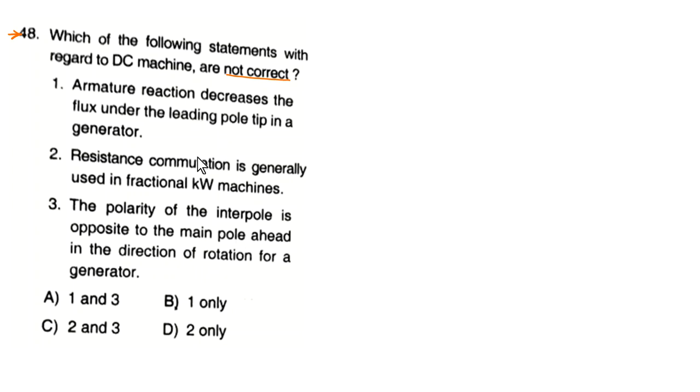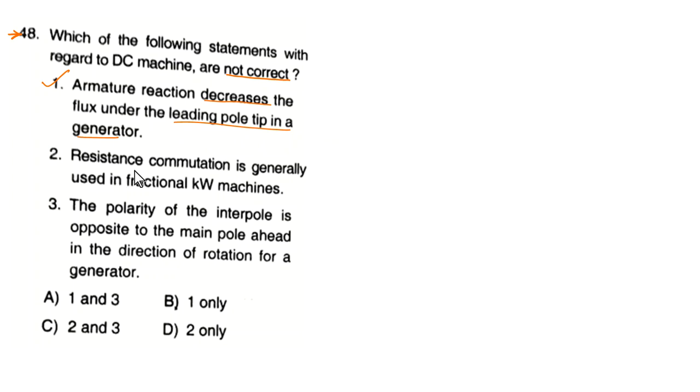So what are the incorrect statements here? Generally, armature reaction reduces the flux under the leading pole tip of the generator. It's a correct statement. Due to armature reaction there is the cross magnetization effect. There are two pole tips, leading pole tip and trailing pole tip, depending upon the rotation of the machine. At the leading pole tip the flux decreases, and at the trailing pole tip the flux is more. So this statement is correct.